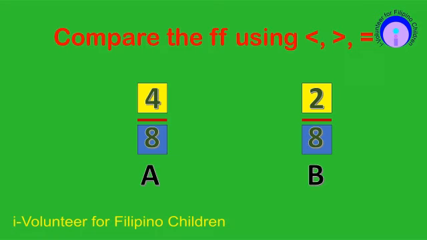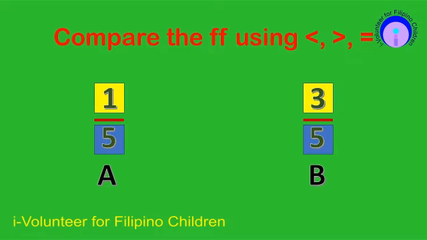Let's compare 4/8 and 2/8. 4/8 is greater than 2/8. Let's compare 1/5 and 3/5. 1/5 is less than 3/5. Let's have another example. 4/5 and 3/5. 4/5 is greater than 3/5.